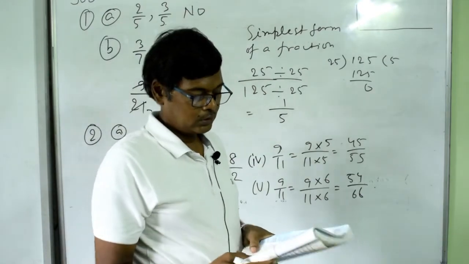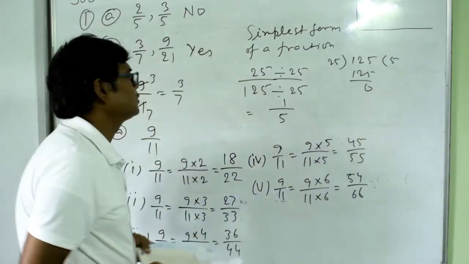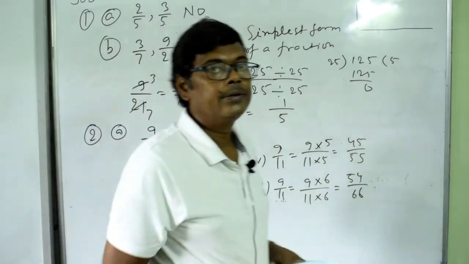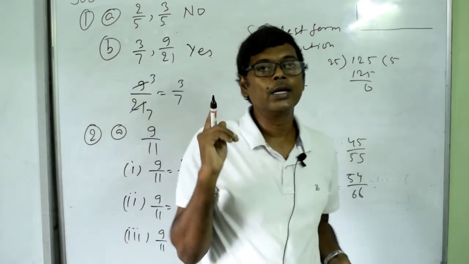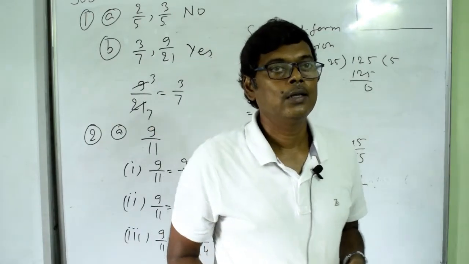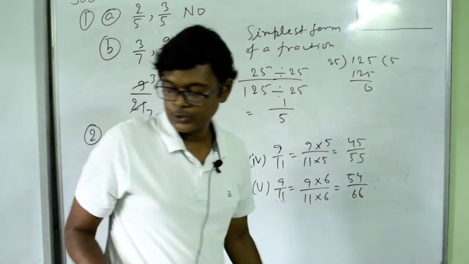So this is how you will find the simplest form of a given fraction. You will find the HCF of numerator and the denominator and then divide them both. I will show you the question.